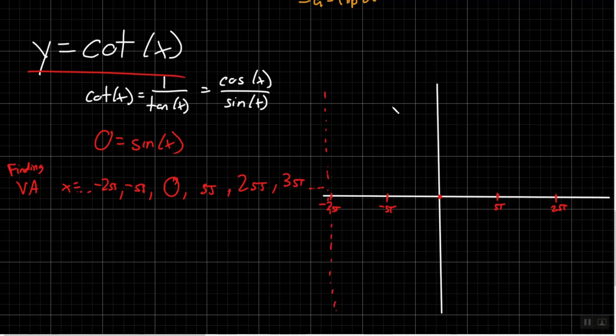Can I ever cross a vertical asymptote? No, I can never cross it. I can get really, really, really close to it, but I can never ever cross it.